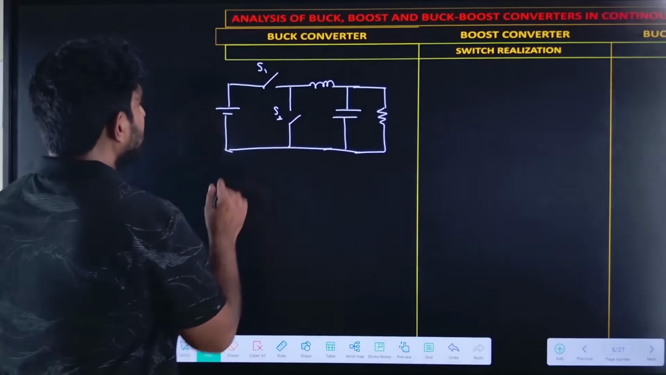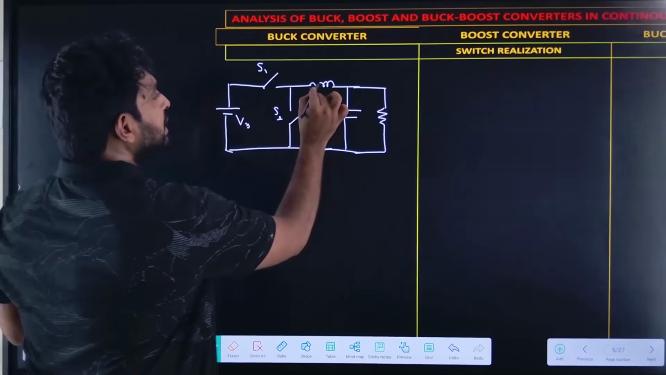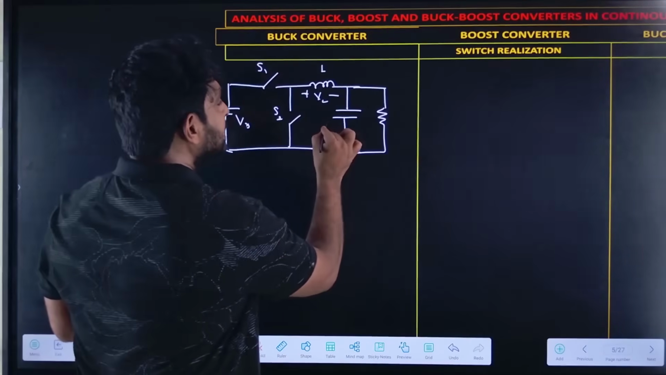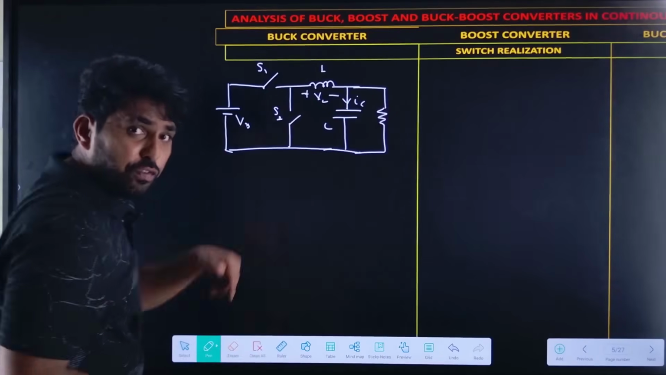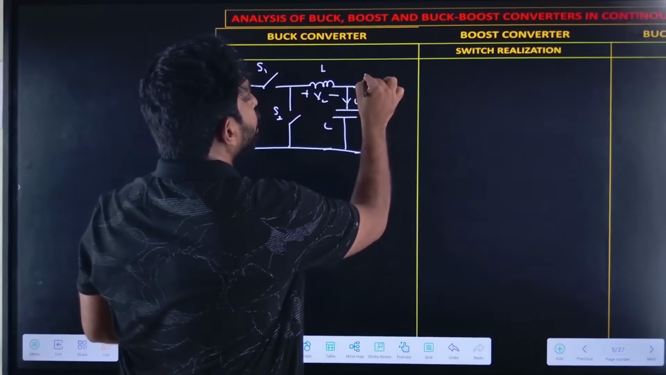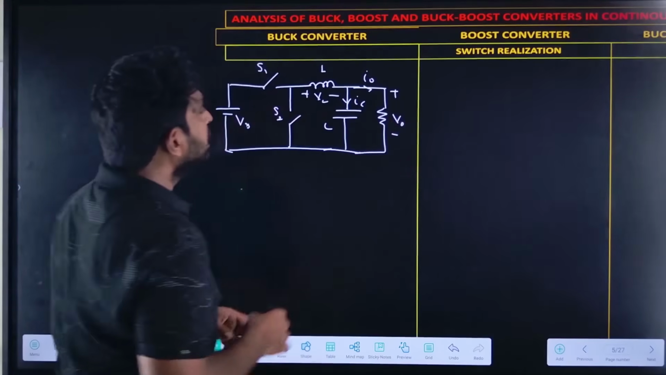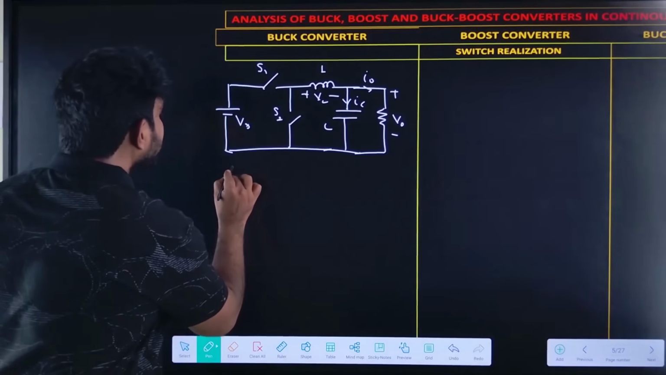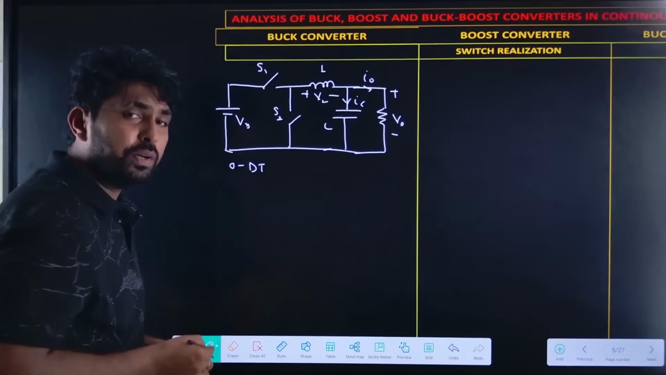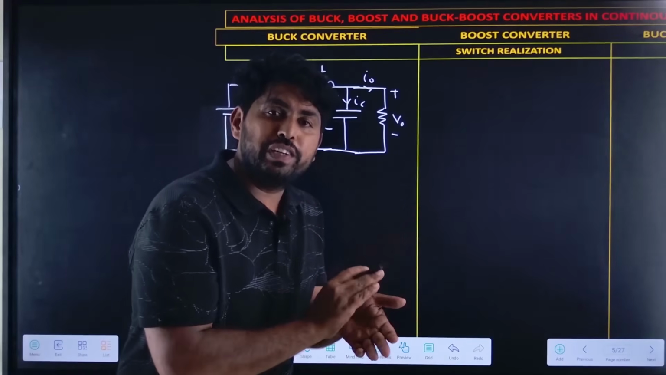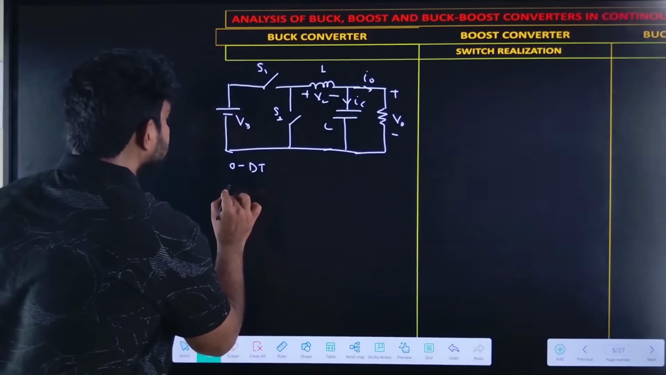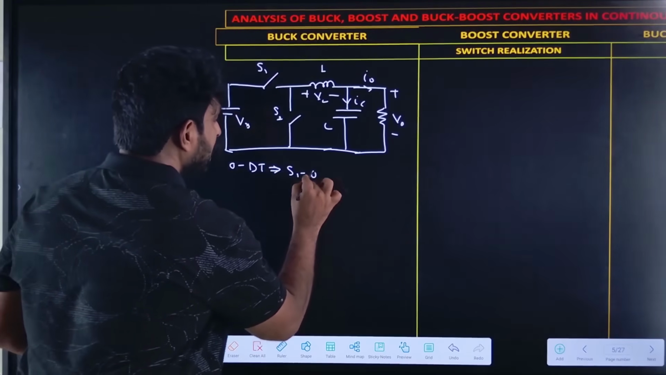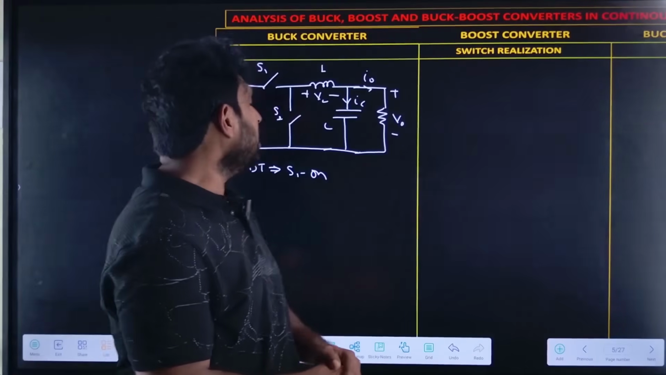So now let us see. It is Vs, right? This is L, with voltage VL, capacitor C, IC is the current flowing through the capacitor, and I naught and V naught. Now let us analyze this switch. During 0 to dT period, what we have assumed is that switch S1 is in on condition. In all the cases, switch S1 is in on condition.